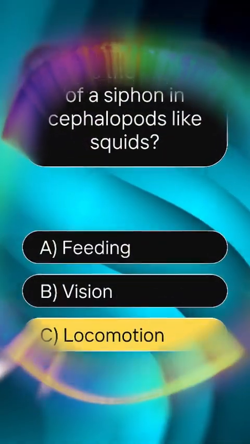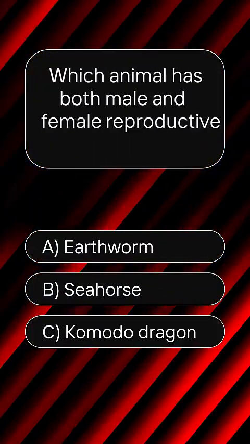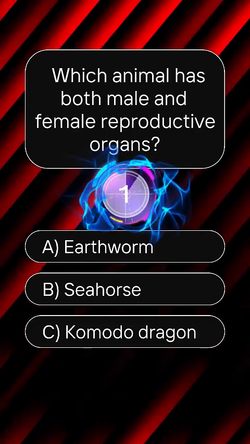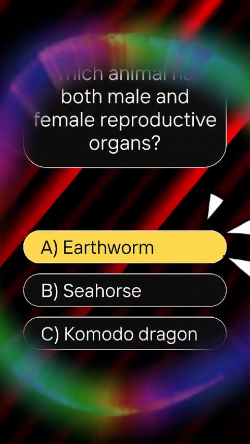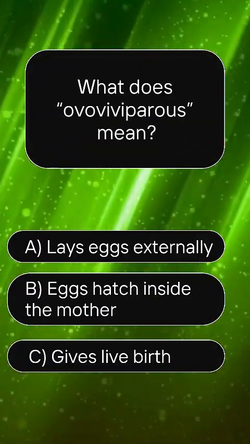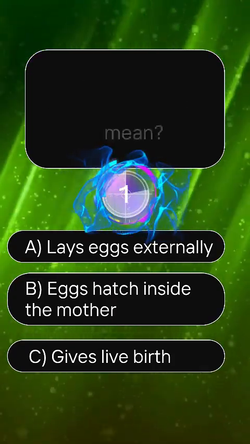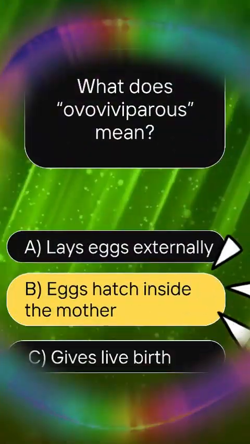Answer C, locomotion. Which animal has both male and female reproductive organs? Answer A, earthworm. What does ovoviviparous mean? Answer B, eggs hatch inside the mother.